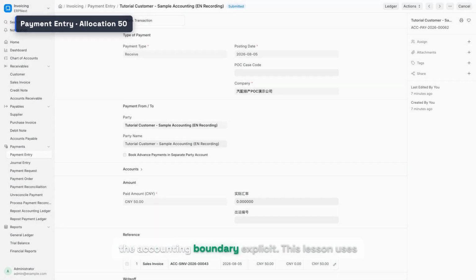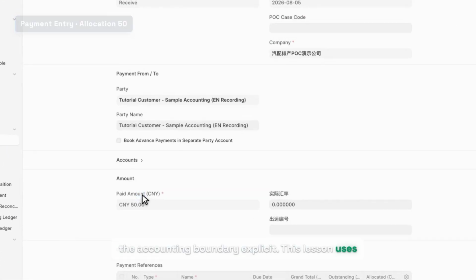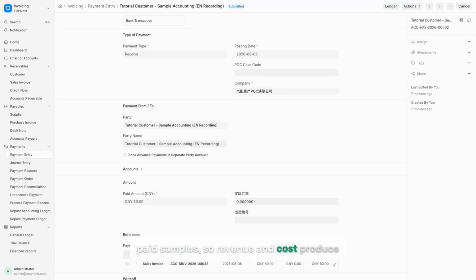Step 7. Keep the accounting boundary explicit. This lesson uses paid samples, so revenue and cost produce a visible margin. If the company sends free samples, do not invent sales revenue. First define whether the cost belongs to sample expense, marketing expense, selling expense, or a customer reimbursed shipment. Returns, damage, scrap, multiple units of measure, and approval rules also require company-specific validation.